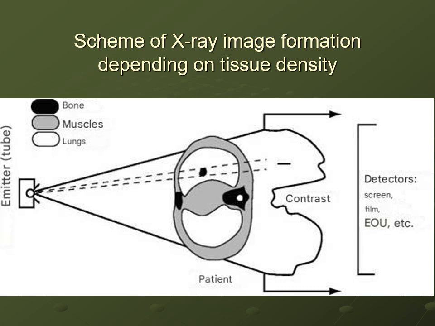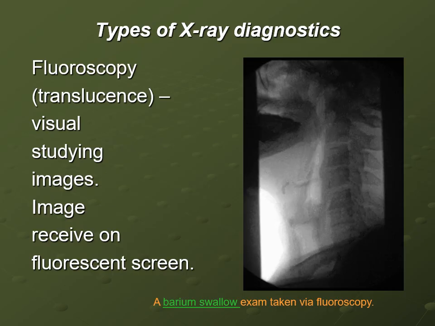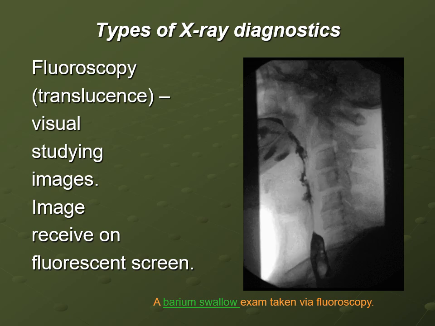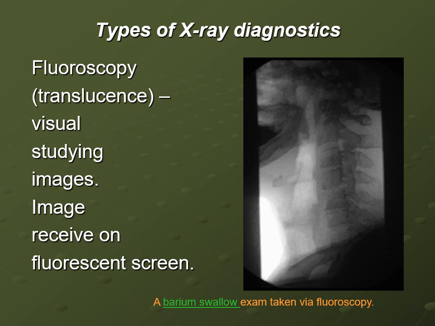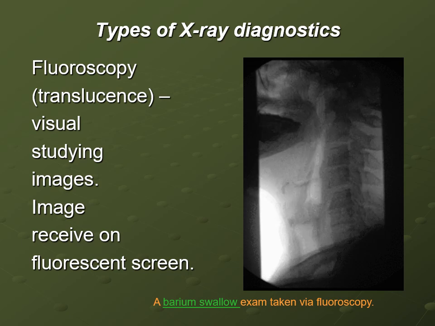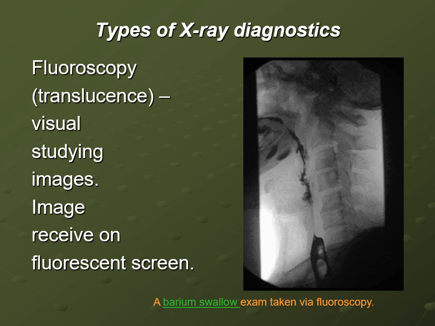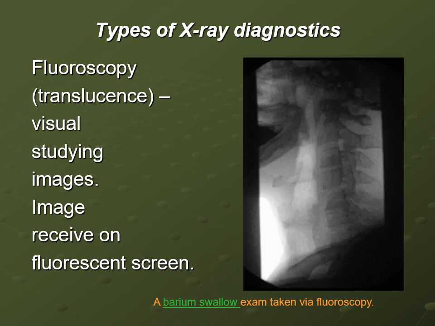Here you can see the scheme of X-ray image formation, and we see that after the X-ray radiation passes through the tissues of the body, where we had bone tissue, the radiation intensity will be less. Where the lungs are, the intensity is greater. But if there is some kind of inclusion, then the intensity will also have a lower value.